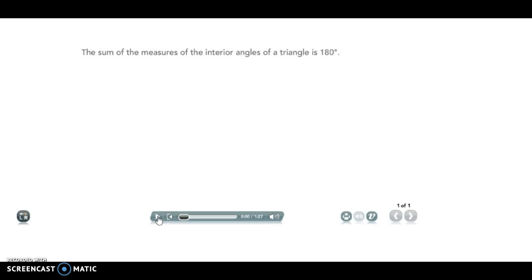This is the video for 11.3 Interior Angles of a Triangle. The first thing that we need to know is that the sum of the measures of the interior angles of a triangle is 180 degrees.